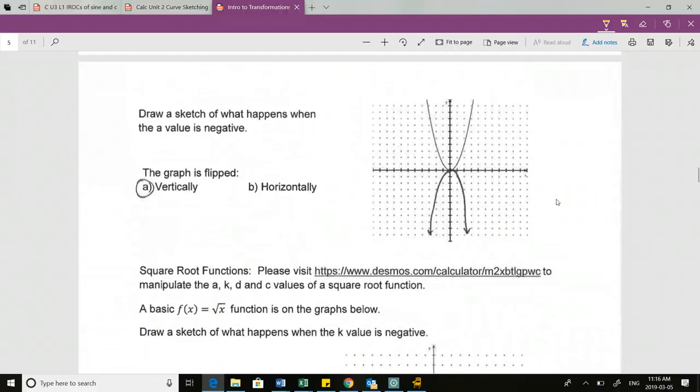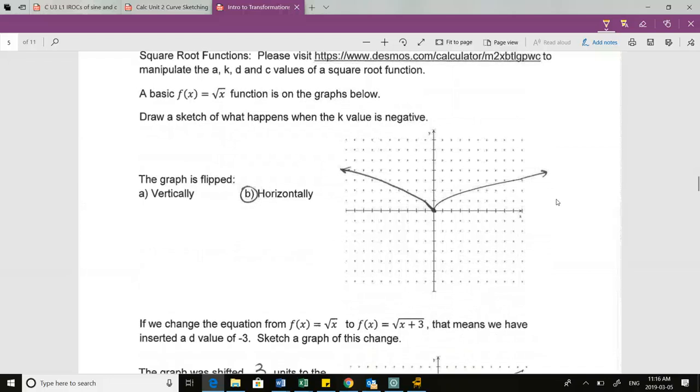All right. What happens when the A value is negative? This is a vertical flip, so it gets flipped over the x-axis. Bonnie? Can you just wait till we finish taking this up? And then when the K value is negative, this is a horizontal reflection, so you should get it mirrored over the y-axis.